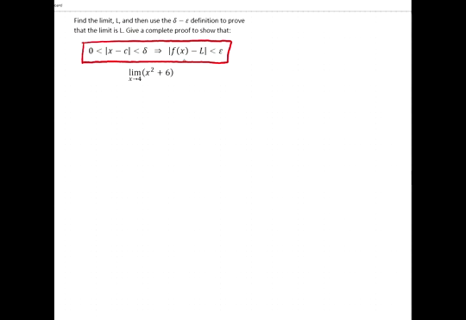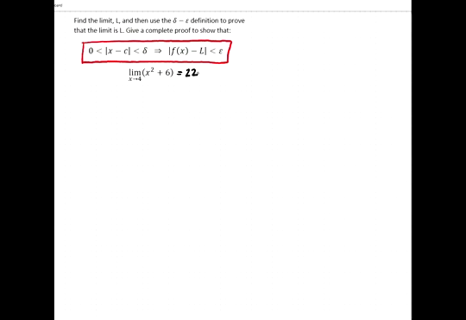Okay, so let's start with evaluating the limit. So the limit as x approaches 4 of x squared plus 6. As far as limits go, this is about as easy as it gets. Directly substitute 4 in for x, and as the x values get closer to 4, the y values get closer to 4 squared plus 6. 4 squared is 16, plus 6 gives us 22. Okay, so that's our value for L.